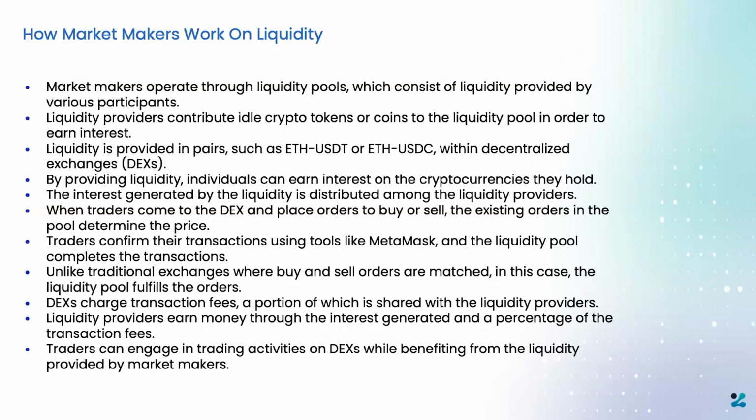And today, in most of the AMMs, the liquidity is provided in pairs. It may be an Ethereum USDT pair or an Ethereum USDC pair, or it can be a Matic USDT pair, and so on and so forth. So liquidity is provided in pairs, and based on trades placed by different buyers or sellers, the trade is executed using the pool.